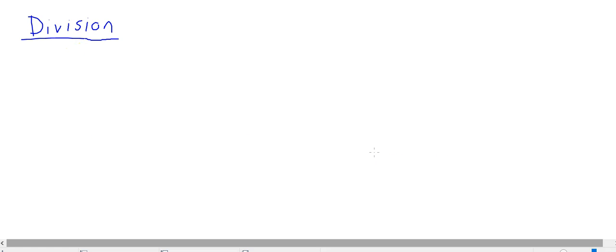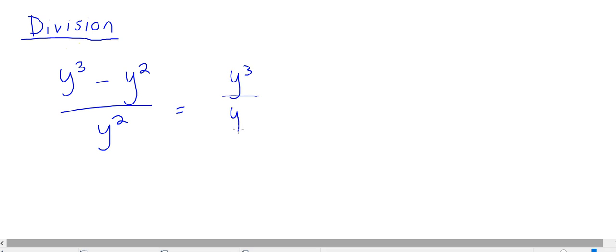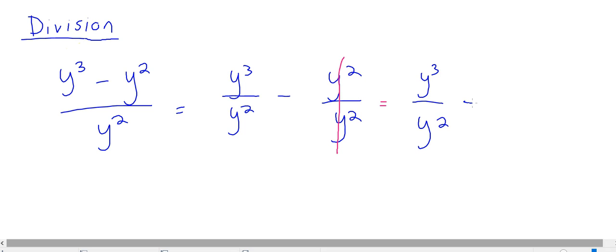Let's do one more example like that. Let's say we have y cubed minus y squared over y squared. You might be tempted to cross off the y squared over the y squared. You can't do that because you have a binomial in the numerator. But instead, what you would have to do is rewrite it: y cubed over y squared minus y squared over y squared. Now the y squared over the y squared becomes 1. So you can rewrite the whole problem as y cubed over y squared minus 1.